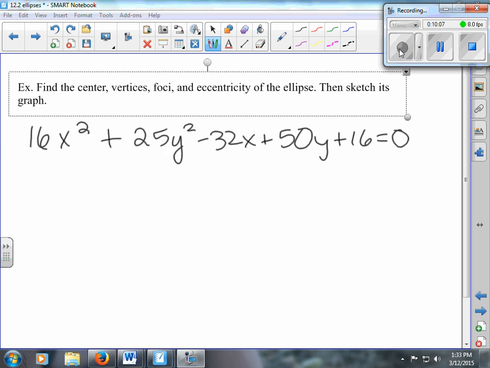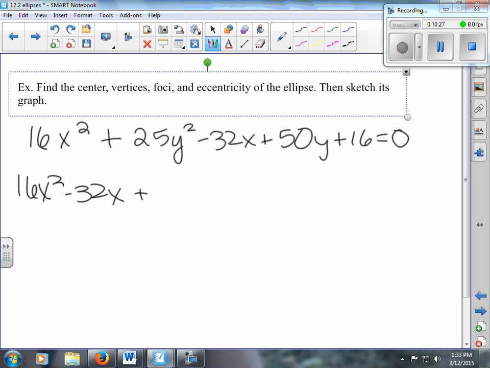Okay, and so here I have a second example asking for the same things. The only problem is that the equation is not in standard form. And so our first task is to put it in standard form, which means that we get to complete the square twice. So to complete the square twice, I'm going to first gather my x's together.